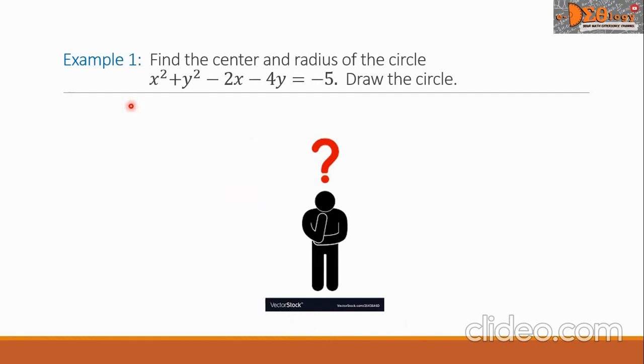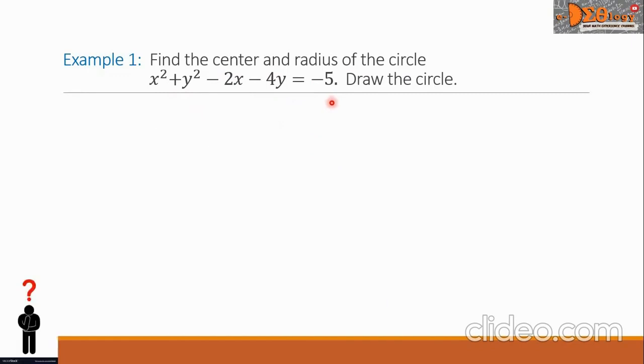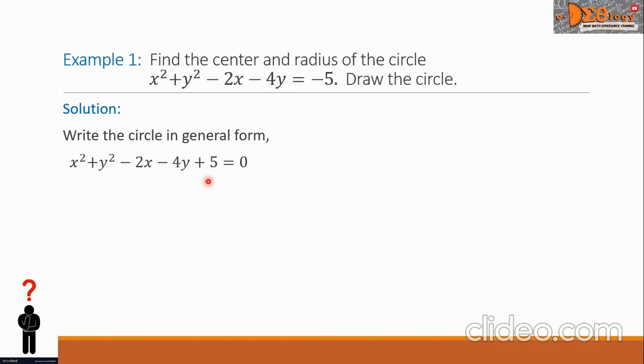Let us have example 1. Find the center and radius of the circle x squared plus y squared minus 2x minus 4y equals negative 5. Draw the circle. For our solution, first let us write the circle in general form. It means to say we want the right side equals 0. So this negative 5 we're going to transpose on the left side. From negative 5 it becomes positive 5. So we have now x squared plus y squared minus 2x minus 4y plus 5 equals 0.